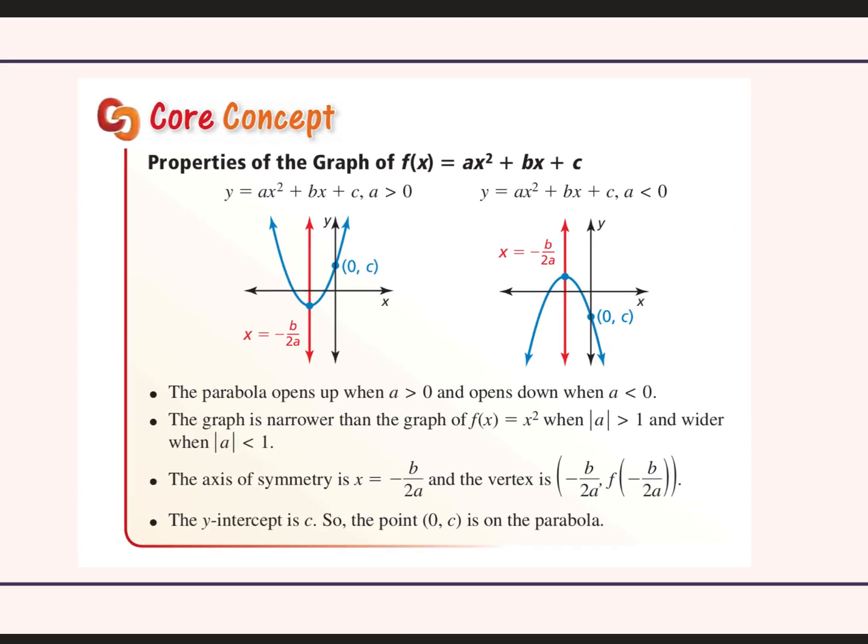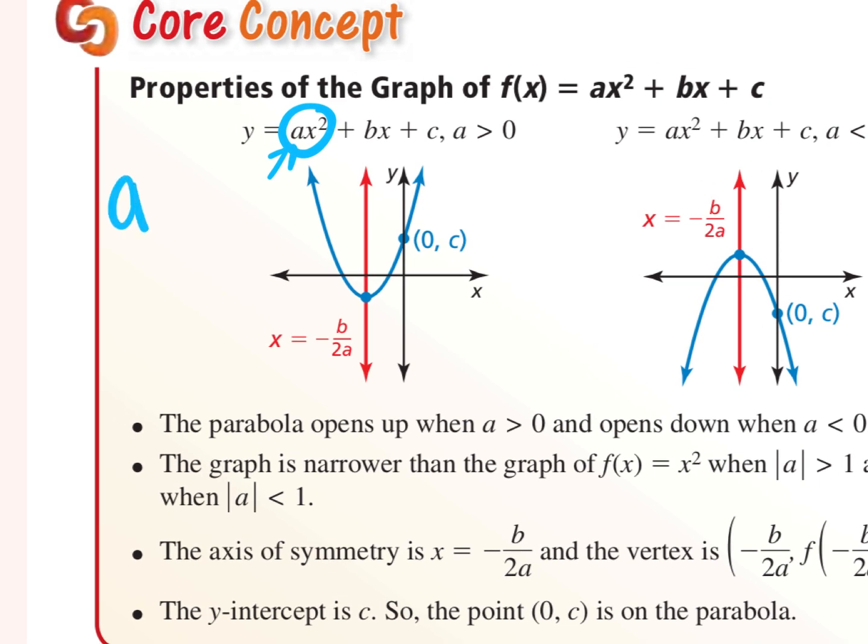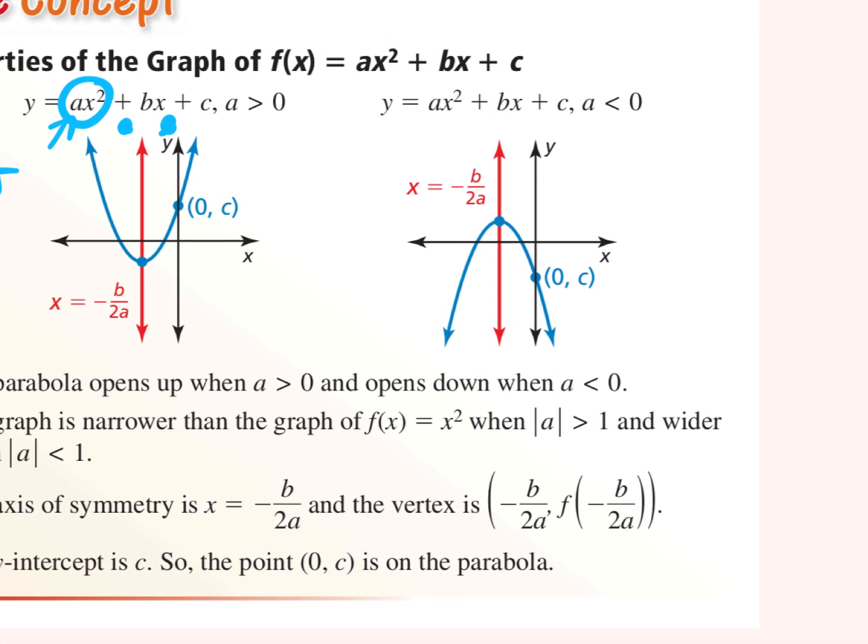So here we have our properties of our graphs. We can either have a parabola that opens upward or opens downward. The a, the coefficient in front of the x squared, tells us if our graph is going to open up or down. If a is positive, our graph opens up, like a smiley face. If a is negative, our graph opens down, like a sad face. So if our leading coefficient is positive or negative, that tells us which way our graph is going to open.